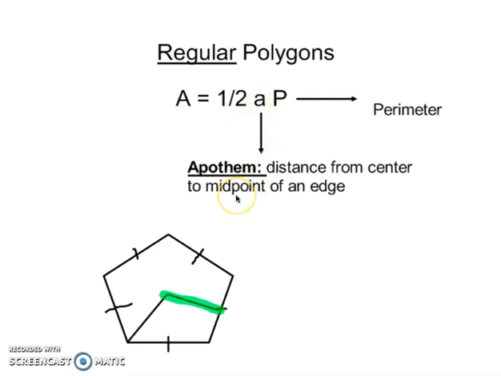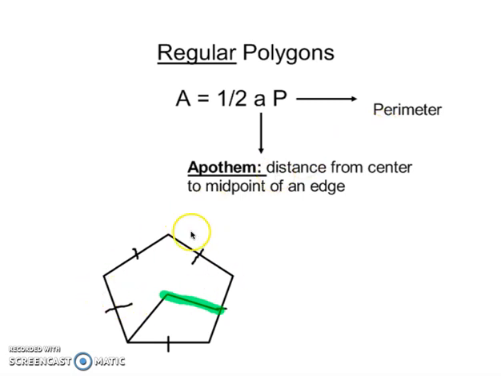Area for a regular polygon is area equals 1/2 lowercase a, and this little a stands for apothem. It's the distance from the center to the midpoint of an edge. And then notice it's a capital P. Remember, with these formulas, there's a difference between capital and lowercase letters. This is a capital P, which stands for the perimeter of the whole figure.